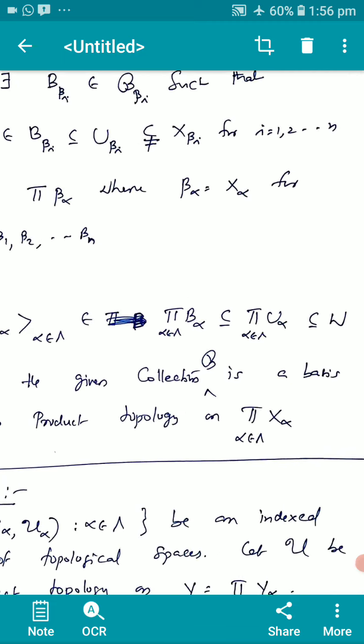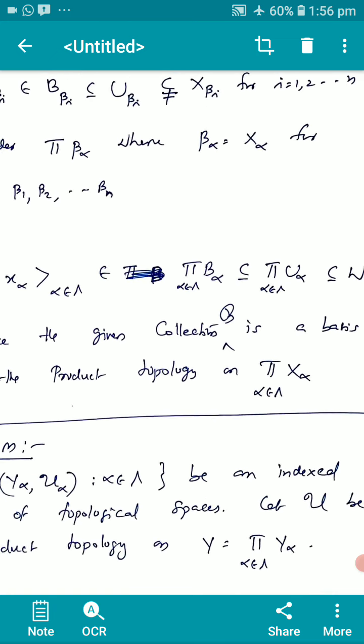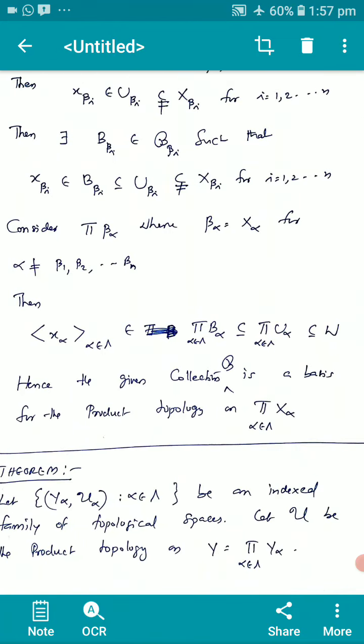Hence the given collection B is a basis for the product topology on the product of X_alpha. That is the proof of the theorem.